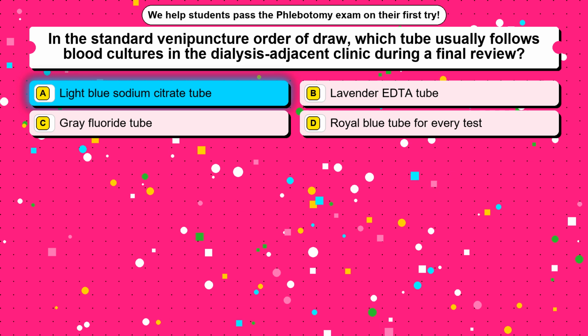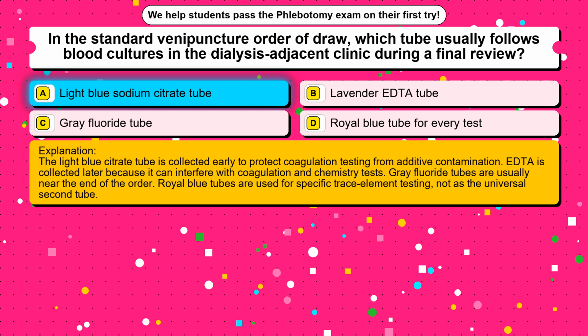The correct answer is option A, light blue sodium citrate tube. The light blue citrate tube is collected early to protect coagulation testing from additive contamination. EDTA is collected later because it can interfere with coagulation and chemistry tests. Gray fluoride tubes are usually near the end of the order. Royal blue tubes are used for specific trace element testing, not as the universal second tube.